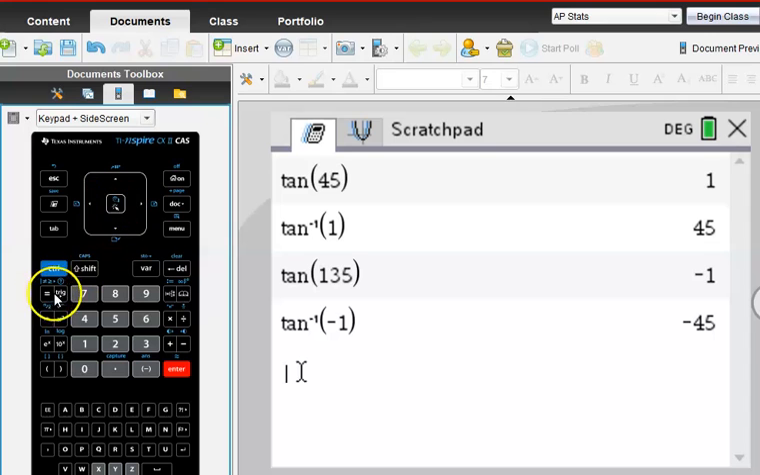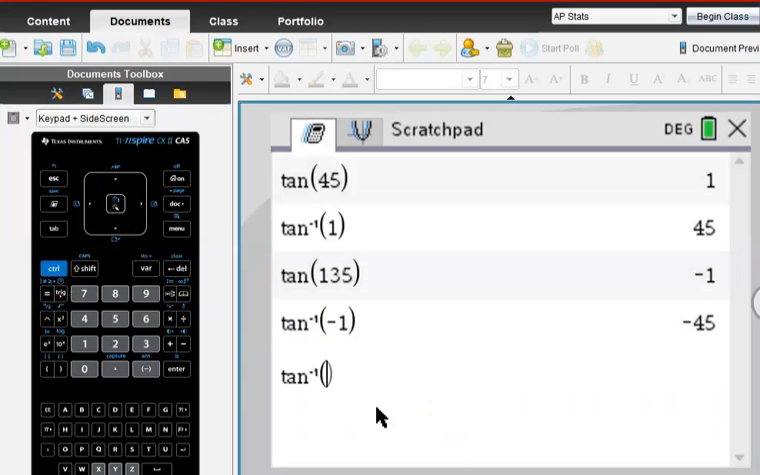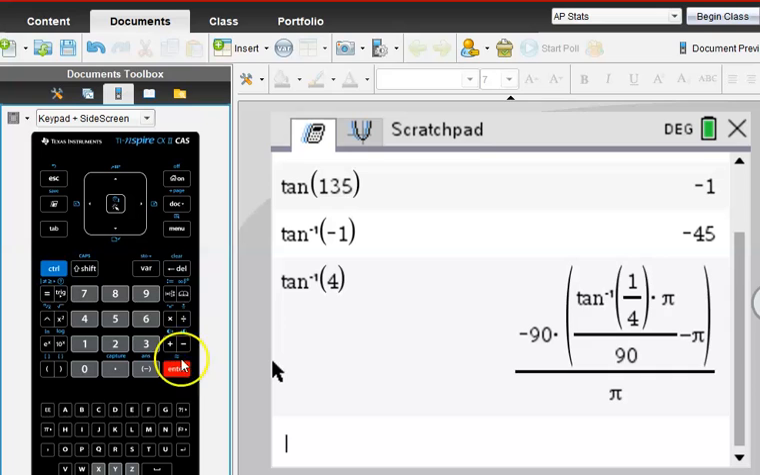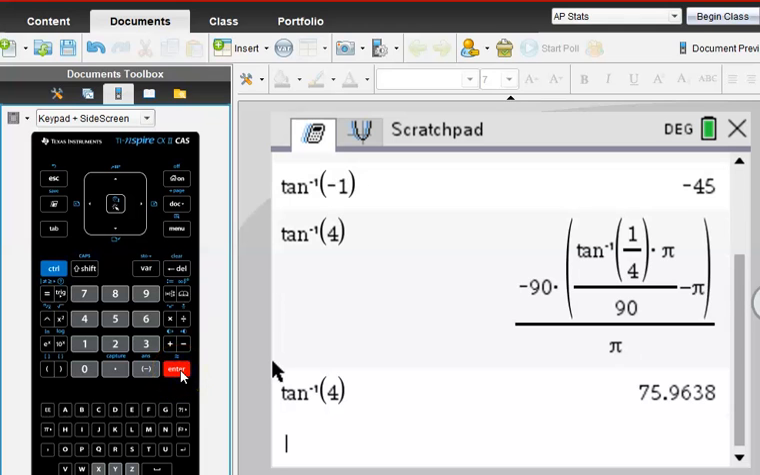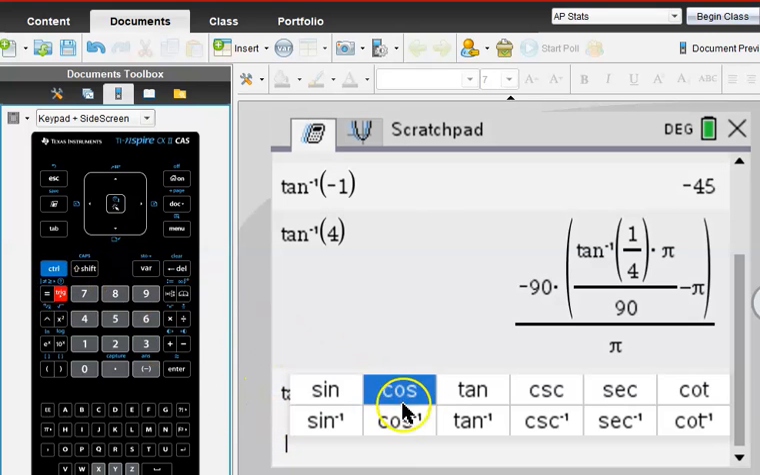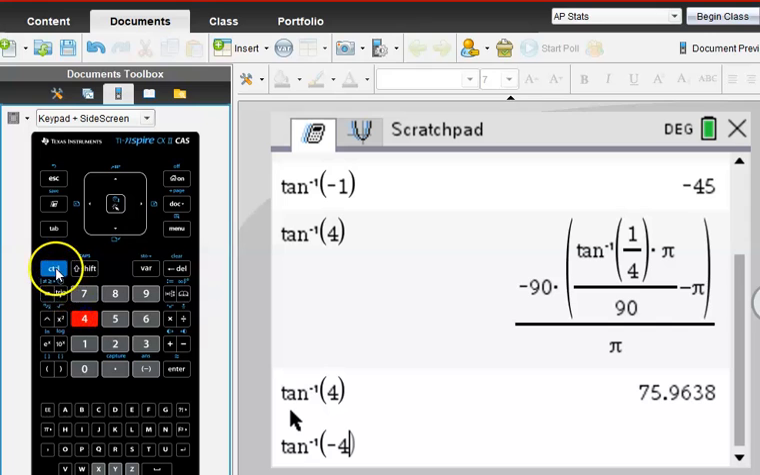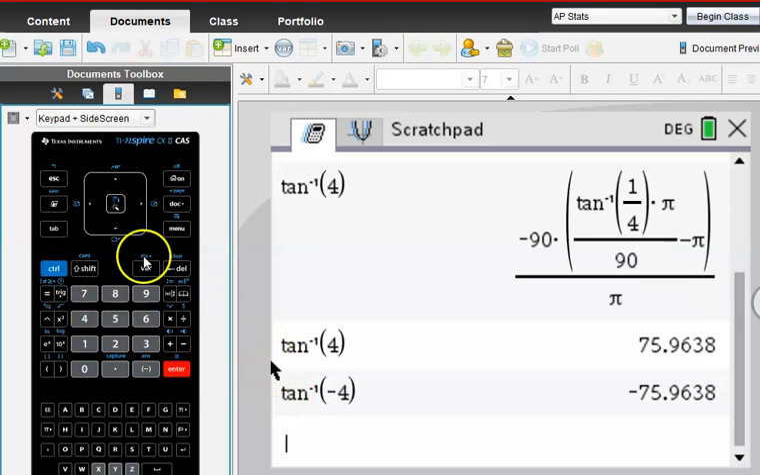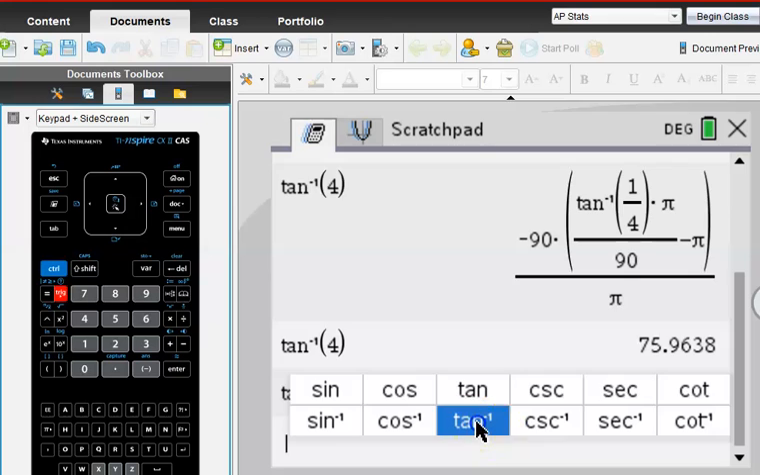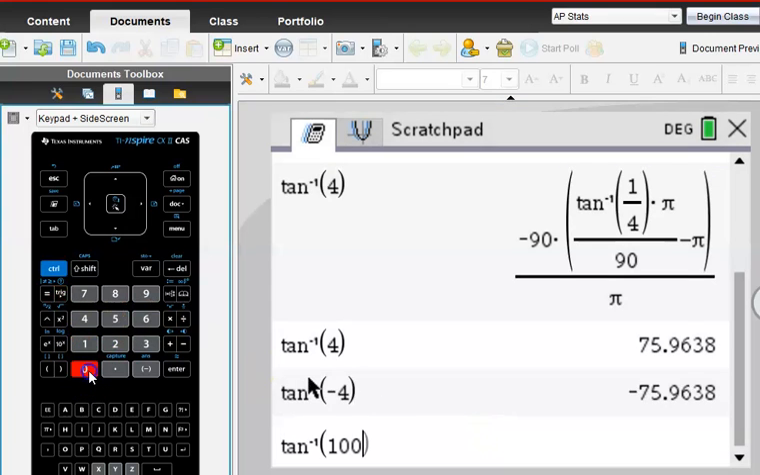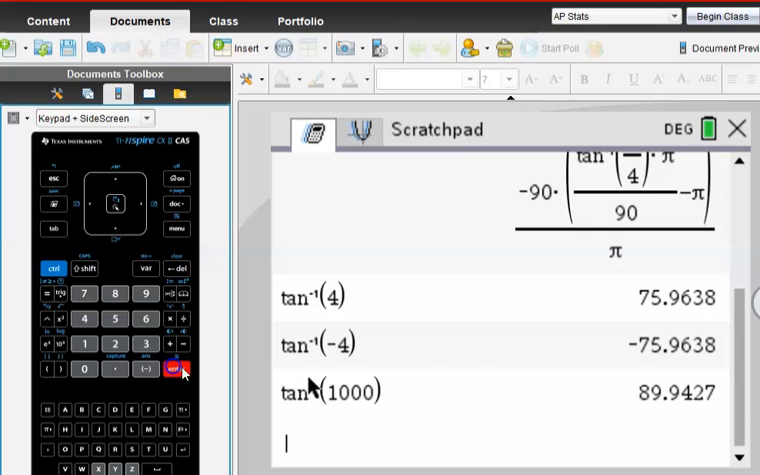So if I do inverse tangent of 4, you can see, oh, I didn't do Control Enter. Your calculator sometimes gives you this crazy equivalent form that isn't terribly useful. Inverse tangent of 4, about 75.9 degrees. Inverse tangent of negative 4, and I'll do a Control Enter this time, negative 75. And let's try that inverse tangent of 1,000. Control Enter, 89.9 degrees.